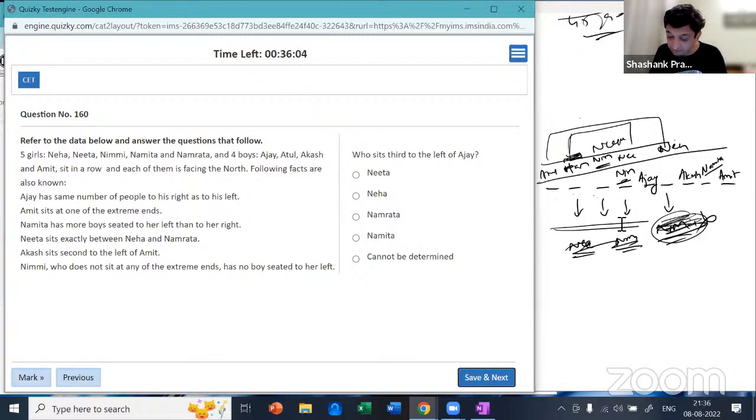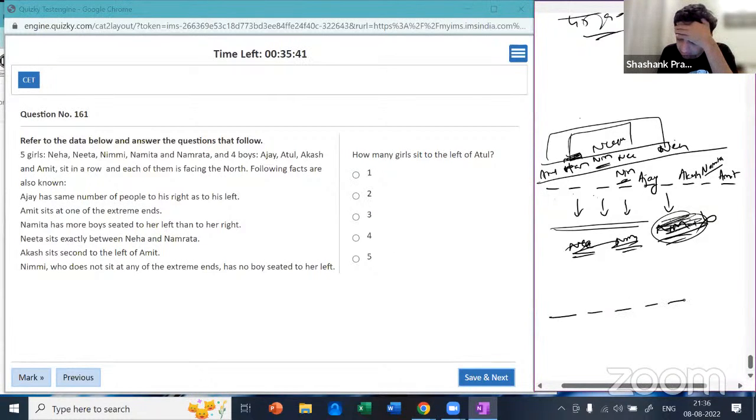Who sits third to the left of Ajay? So 1, 2, 3. I think Namrata. Again, I'm going with the one that I'm seeing. Who sits to the left of Atul? Should be 0 ideally, but given this context, unless I have made some mistake here. Okay, I'll try this one again. These are the times when I wish for larger papers. Okay.